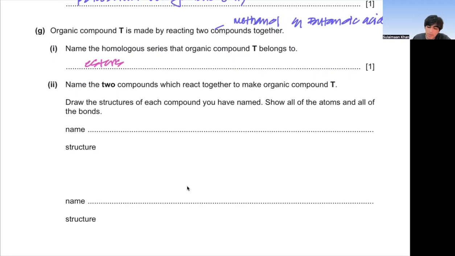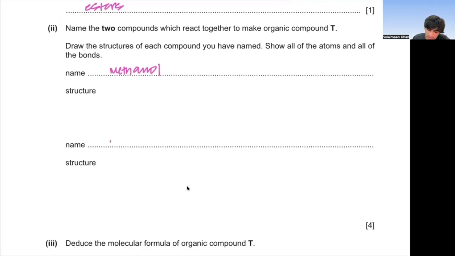Name two compounds which react together to make compound T. We've already named them. One is methanol and the other one is butanoic acid. Sir, how do you draw the structure of methanol?